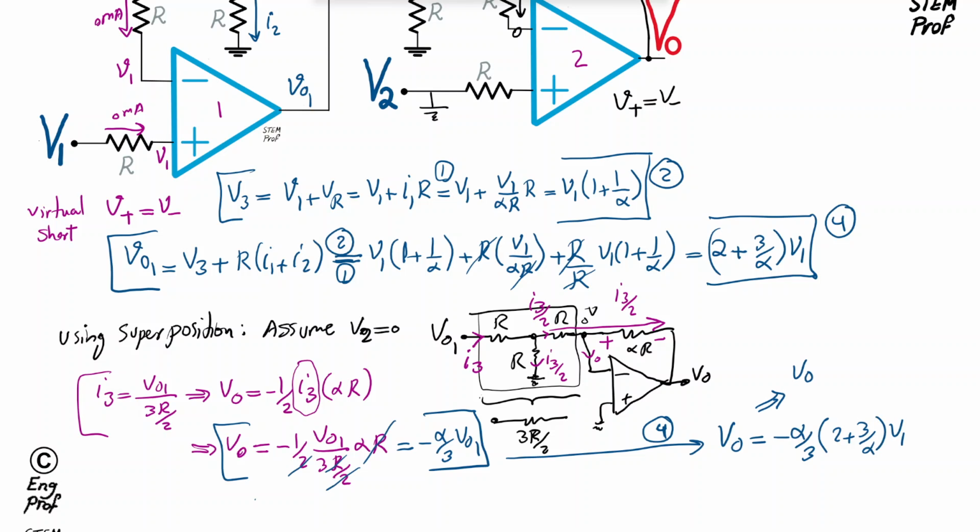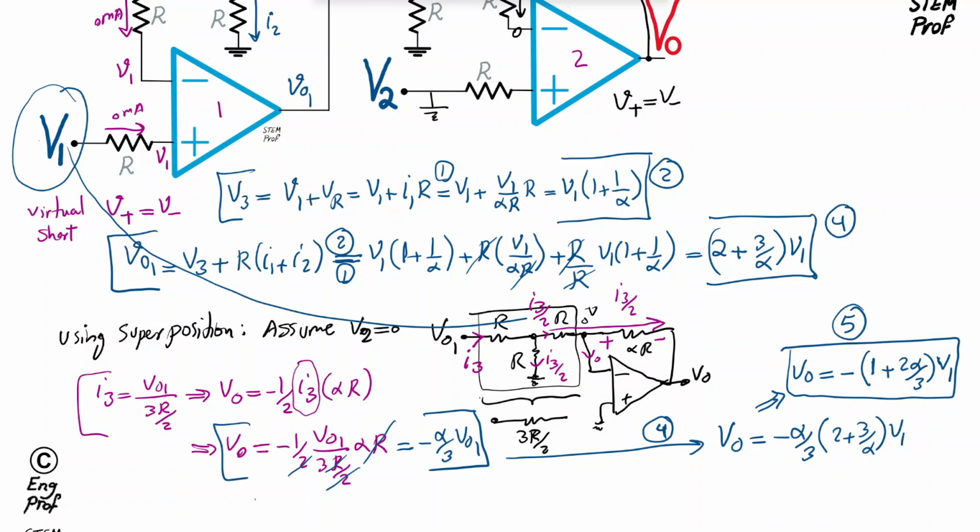I get V out equal to minus 1 plus 2 alpha over 3 times V1. Okay, so let's keep this as equation 5 because this is not yet done in terms of complete analysis. We are just done with understanding and computing that when V1 is there, how it impacts the output of the circuit. So we found it.